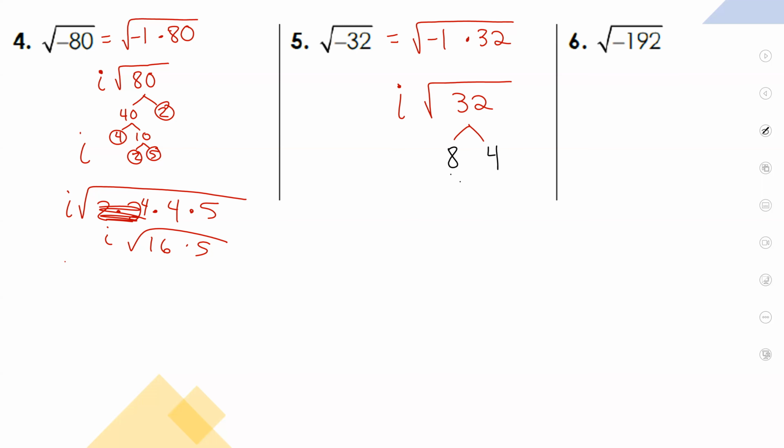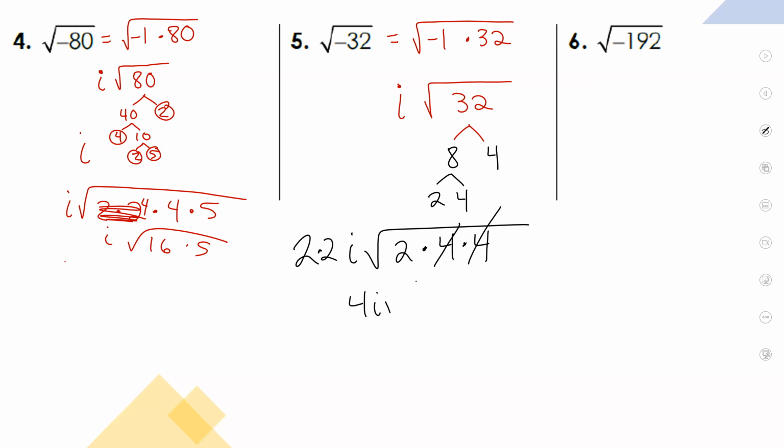Let's break it down. 2 times 4, and let's just go ahead and put this in. 2 times 4 times 4. What's the square root of 4? 2. What's the square root of 4? 2. So you get 4i square root of 2.